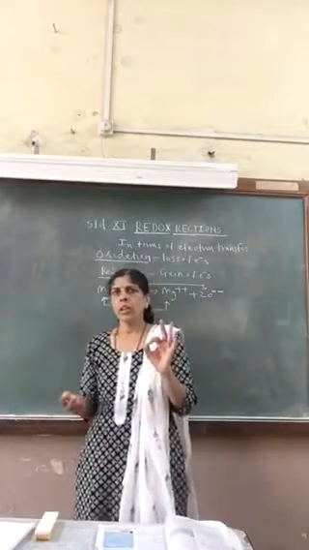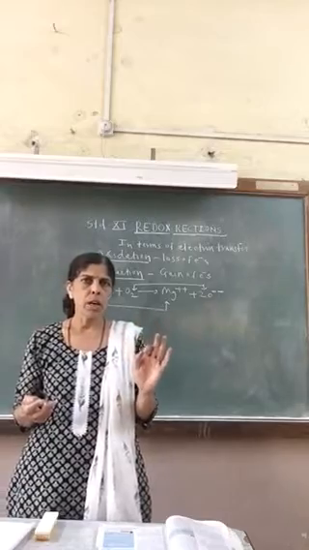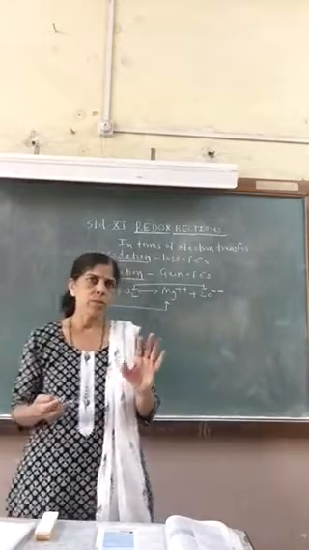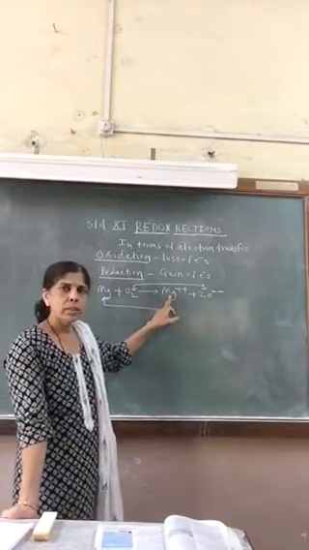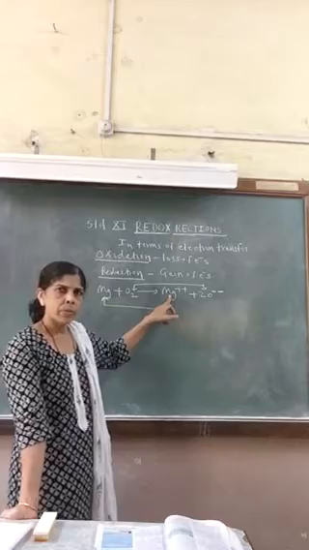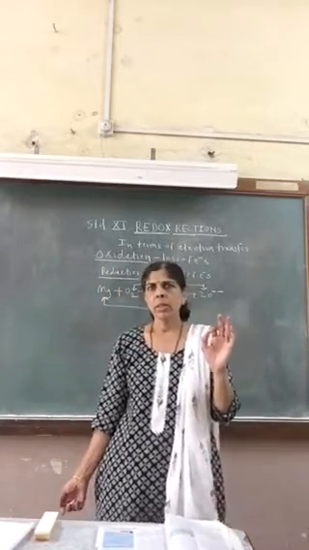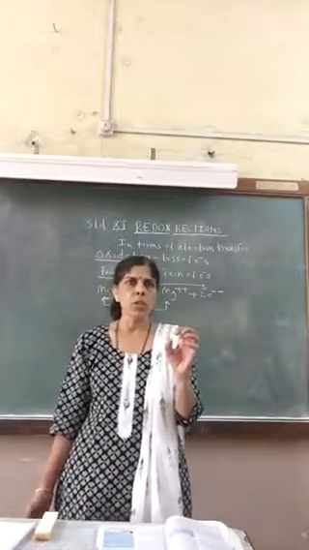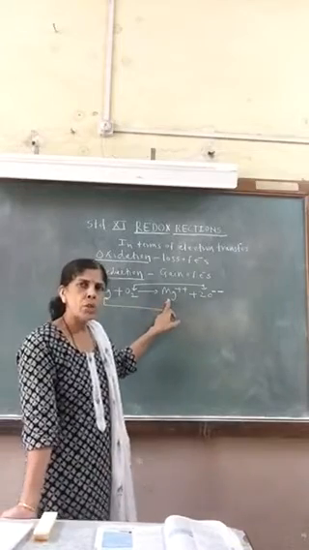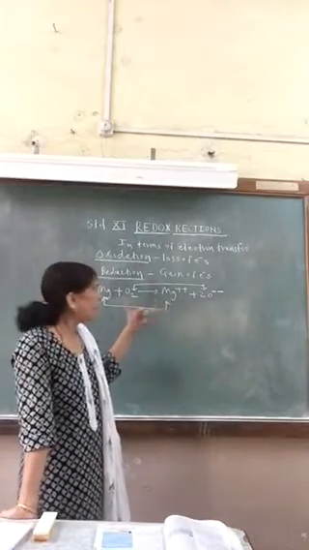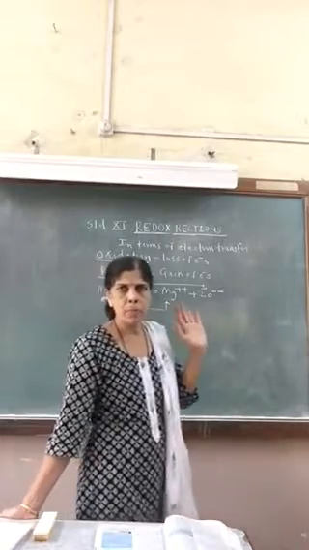Now you know electrons are negatively charged. Okay. So if magnesium is converted to Mg2+, 2 positive charges are appearing on magnesium atom, which means that particular magnesium atom has lost 2 negative charges.